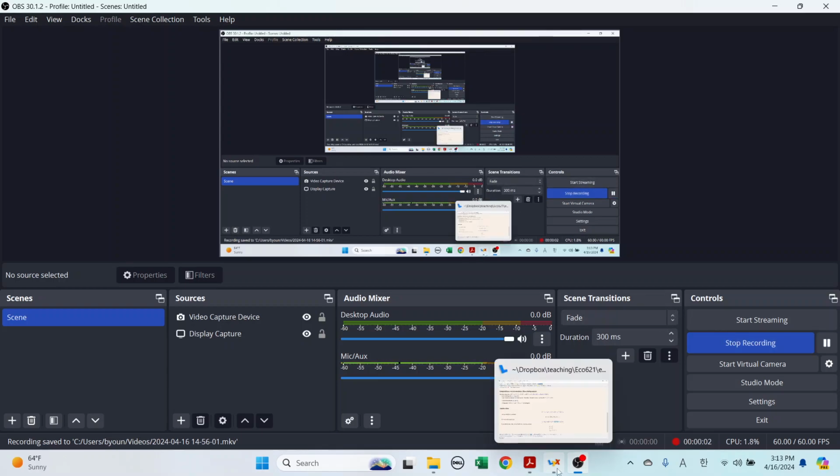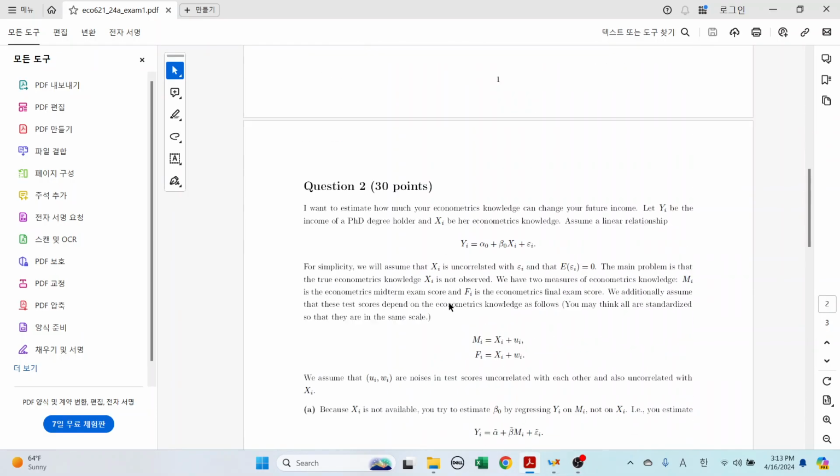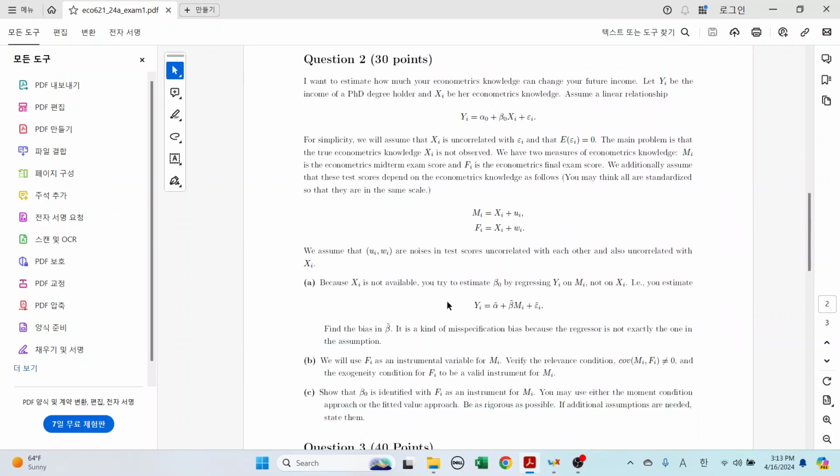Okay, this is the second recording of question two. So in question two, we are considering an interesting question. Y is salary, your income, and X is your econometrics knowledge. I'm curious what is beta, right?